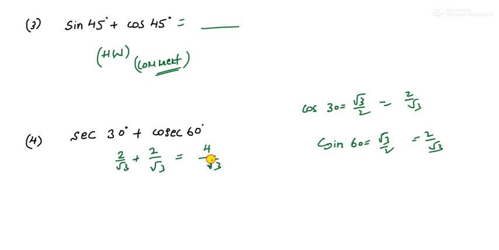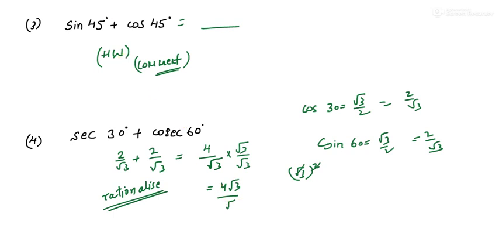But whenever you have a root value in the denominator, you have to rationalize it. It means just multiply and divide with the same denominator here. So this will become 4 root 3 and the denominator will become root 3 whole square, which is equal to 3. So the denominator value is 3, and this is your final answer. I hope you have understood how you are going to use these specific angle values to solve your problems.